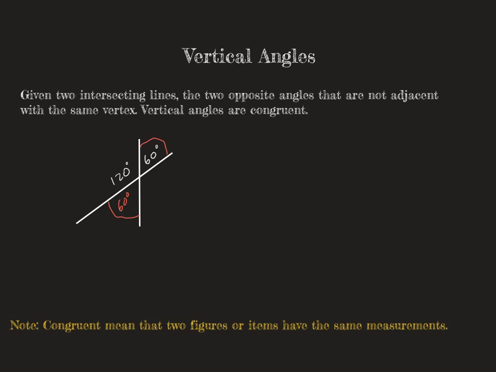Now, every vertex has two pairs of them. So that means that the next angle right here, that 120, is going to be a vertical angle to this one right here. So that's also going to be 120. And that's pretty much it. Those are vertical angles.